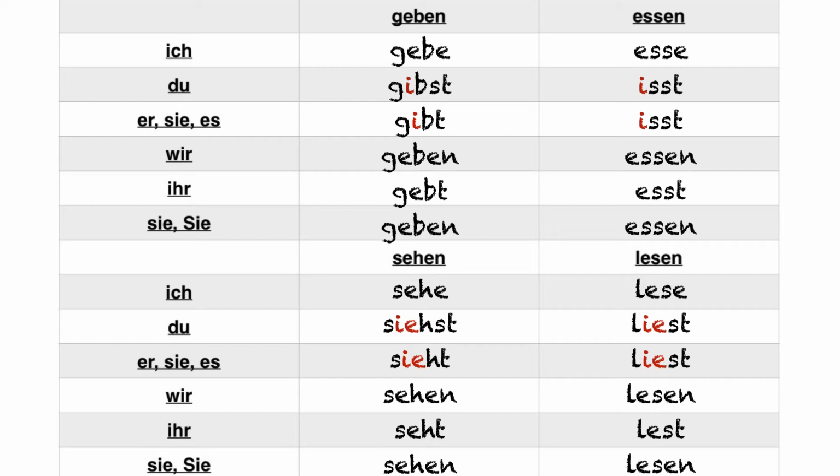Again, notice that we have the du and er sie es forms with the IE stem change, and also that the du and er sie es forms are the same because of that S rule that we had before, where we didn't add an extra S for the du form.